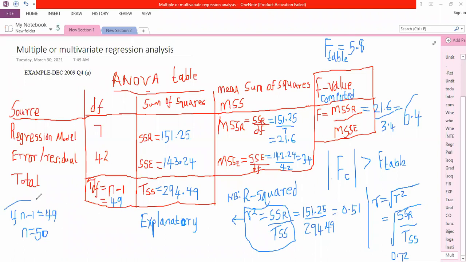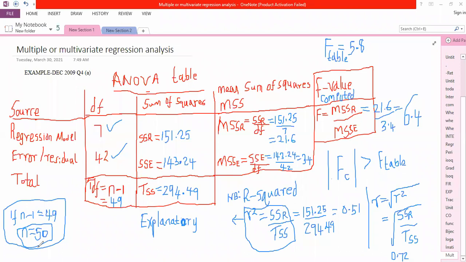Now, we had said earlier, the total degrees of freedom are usually given by n minus 1. The total degrees of freedom equals n minus 1. In our case, the total is 49. In other words, the regression model has its degrees of freedom, you add it to that of the residual or the error term, giving you a particular total. If you take that total as n minus 1, then in this case, we have our n equivalent to 50. Why am I interested in n? Let's look at the next question.